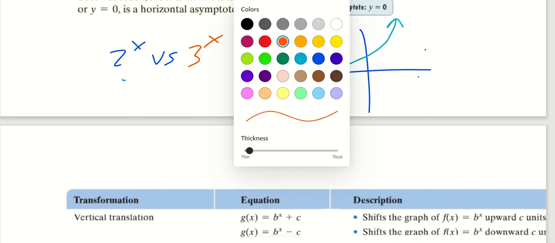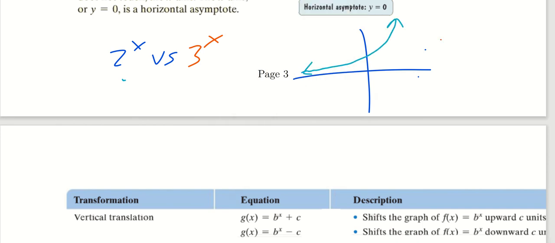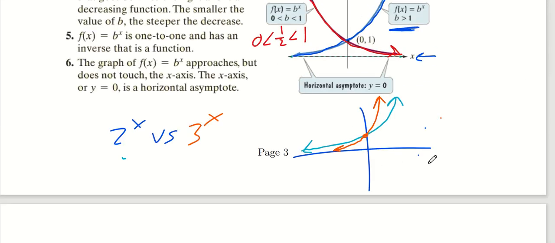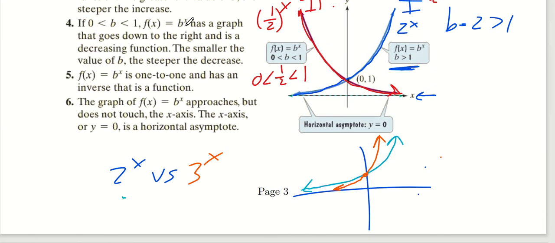Whereas the graph of 3 to the x is going to have the same shape, but it's going to rise a little more quickly over here, and it's going to fall a little slower like this. So the shapes of these two are going to be awfully similar, but what will change is the way that they rise or fall.